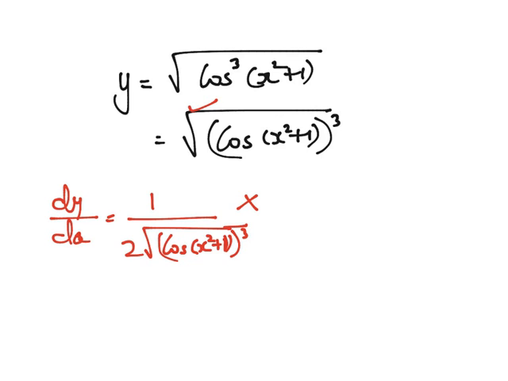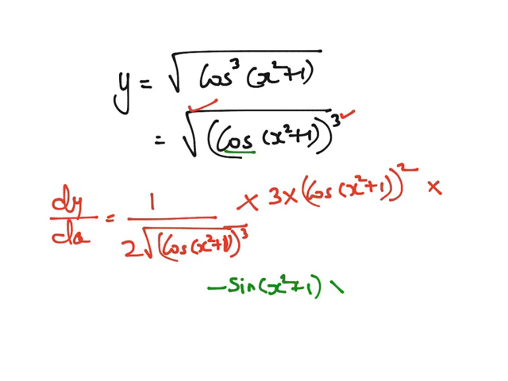multiplied with, next I will do it for this 3. That means like x cube, the derivative of x cube is 3x square, so 3 times cos of x square plus 1 the whole square multiplied with, so root is over, the power is over. Next I will do it for cos. Derivative of cos is minus sine, so minus sine of x squared plus 1 multiplied with, finally I will do it for x squared plus 1, which is 2x. Okay, so this is the derivative of the given function.